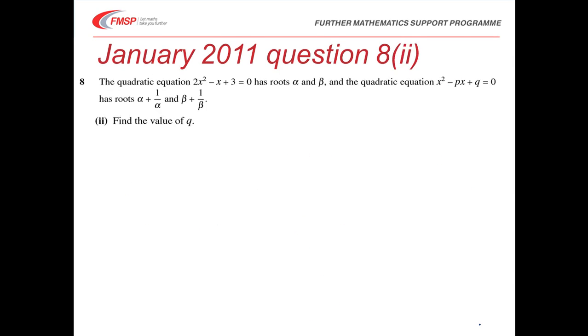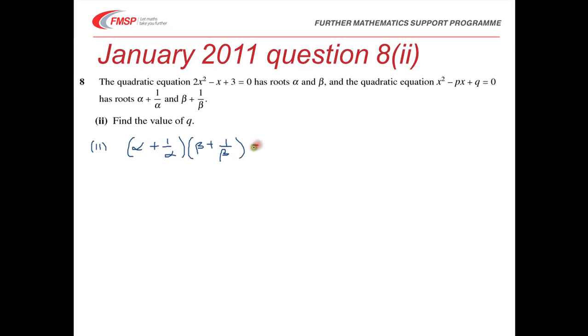So let's have a look at part 2. In part 2 we're asked to find the value of Q, and again remembering what we said at the beginning, Q as the constant term has got to do with the product of the roots. So we need the product of the roots. So we'll have alpha plus 1 over alpha times beta plus 1 over beta.